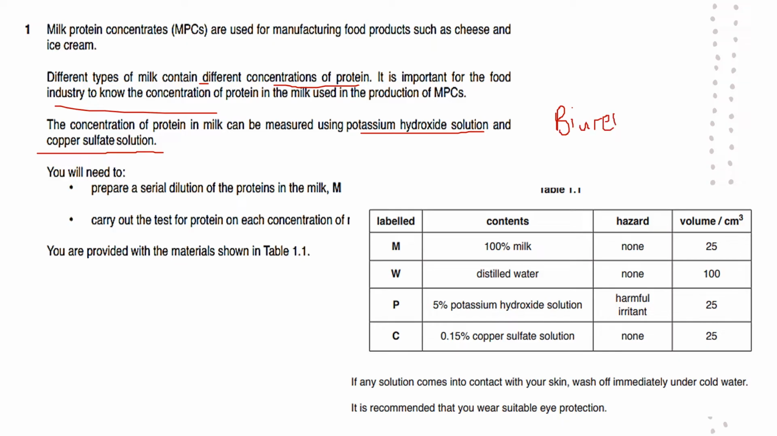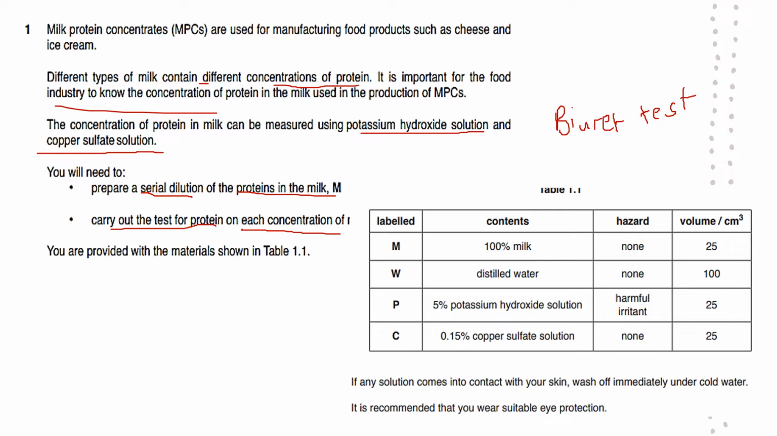Okay, so you might get into the exam and they don't give you copper sulfate and potassium hydroxide, but rather they give you what is called a Biuret solution. It is the same thing. You add the Biuret solution to the protein mix or to the unknown solution, and you'd be able to tell if it's a protein or not. And I think I have a slide about that that shows that in a bit. Then it says you need to prepare a serial dilution of the proteins in the milk M, and you need to carry out the test for protein on each concentration of milk. So this is what you're given.